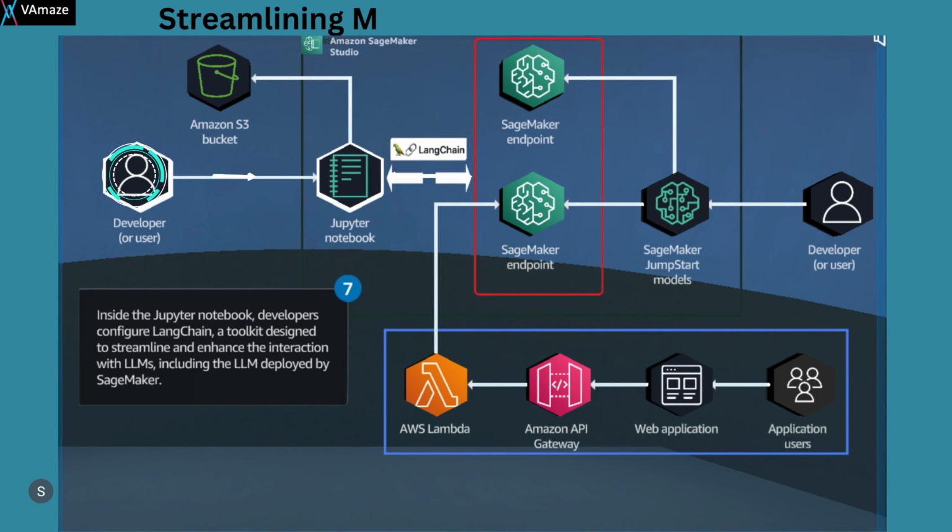Okay, let's look at streamlining machine learning interaction. In the Jupyter Notebook, developers configure LangChain, a toolkit designed to streamline and enhance the interaction with the large language model (LLM), including the LLM deployed by SageMaker. This integration simplifies the development process, making it more efficient and effective for machine learning applications, especially for advanced applications which require state and other complex interactions between the applications.